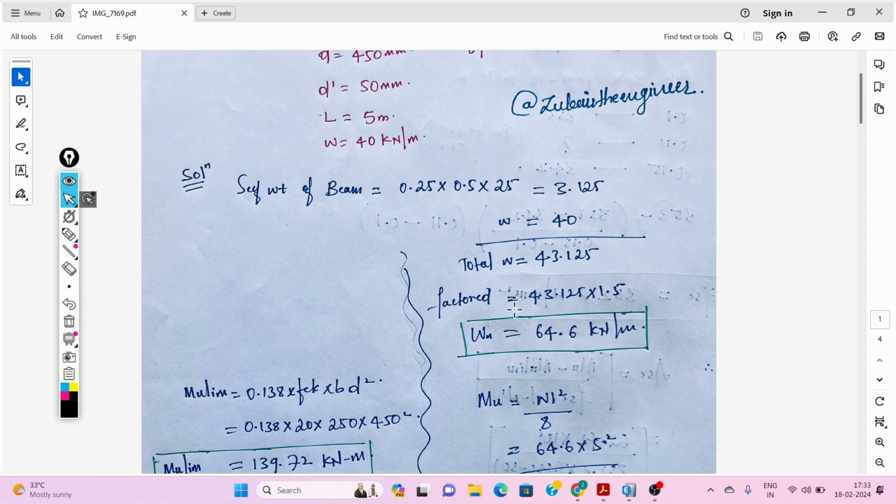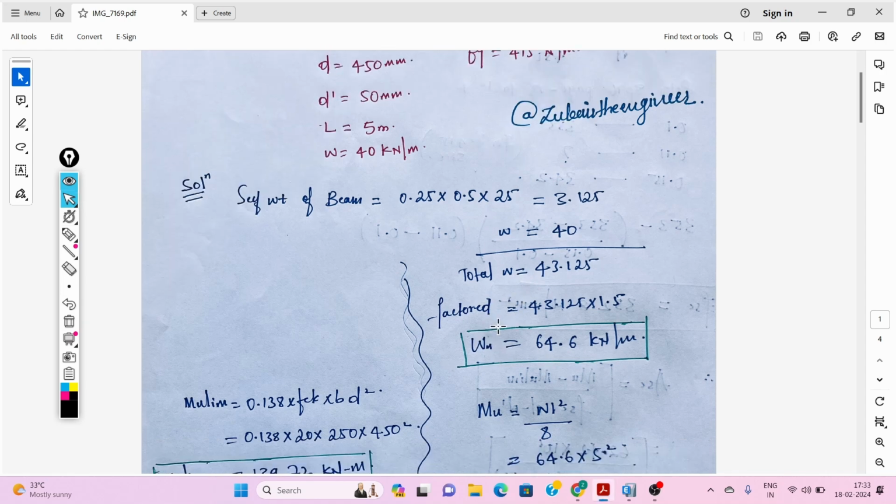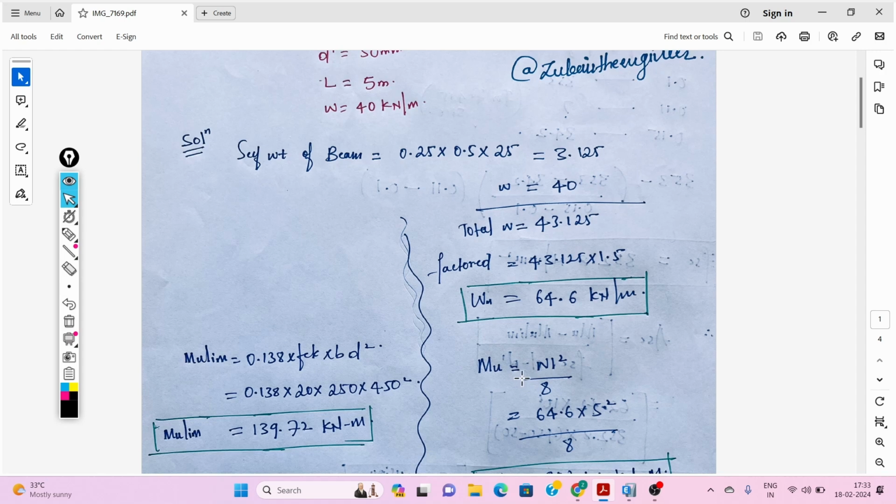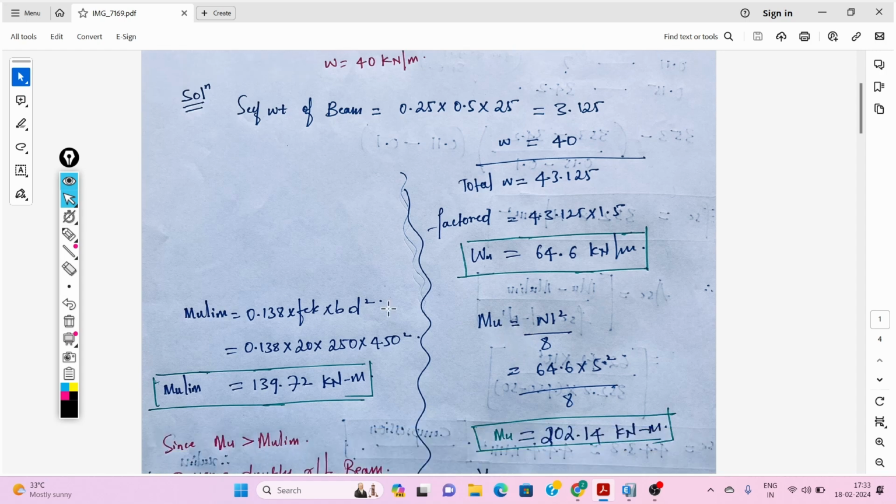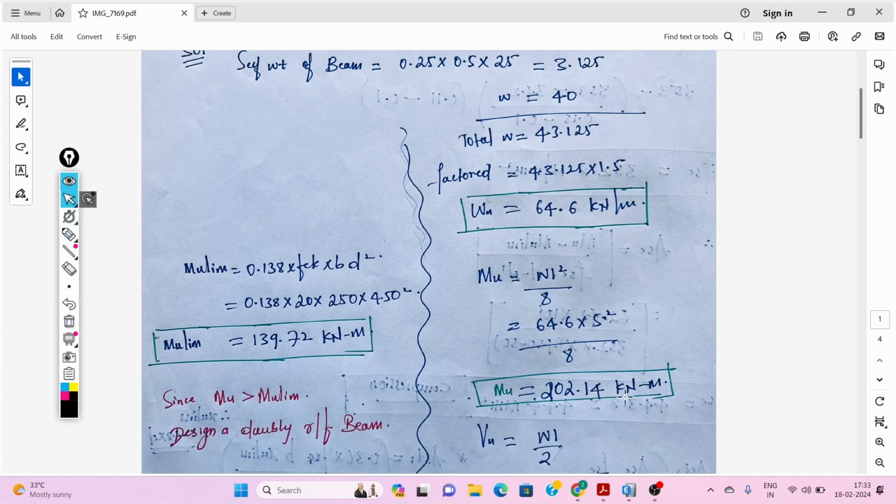Okay, so using this load, we need to find the maximum bending moment. We have a formula for a simply supported beam, WL square by 8. W is 64.6 and L is 5 meter, 5000 mm, and divide by 8. If you calculate this, you will find 202.14 kilonewton meter. This is the moment.